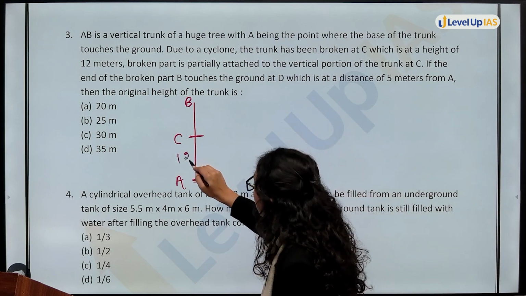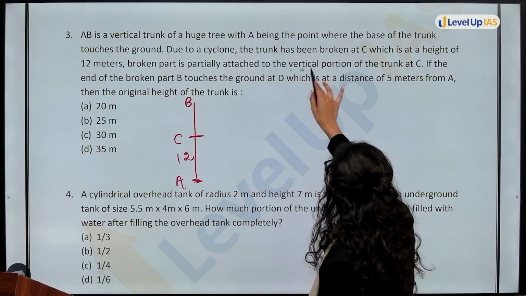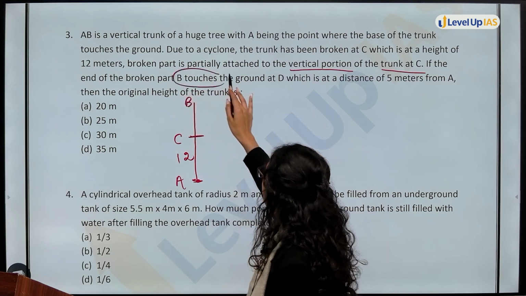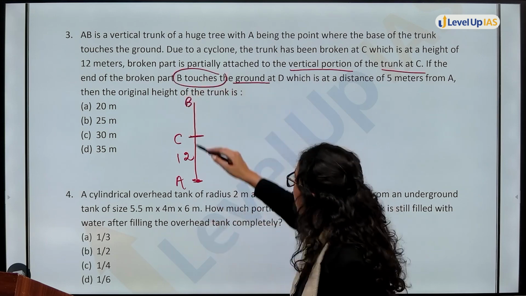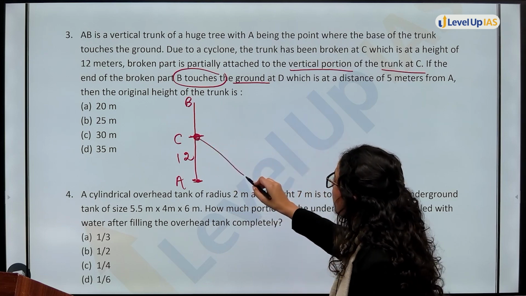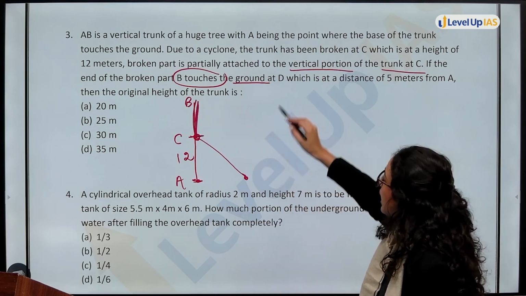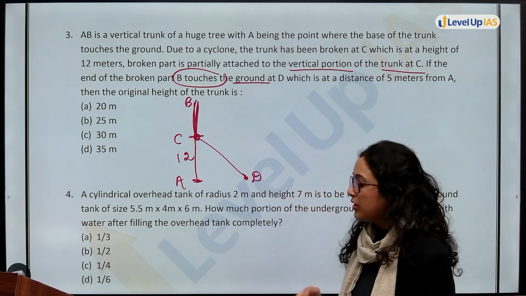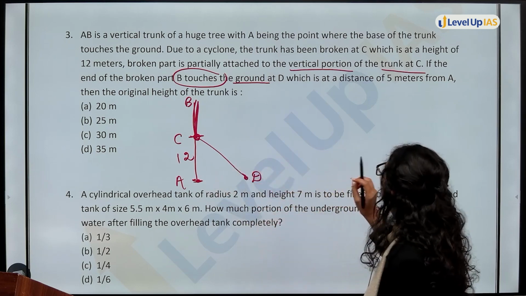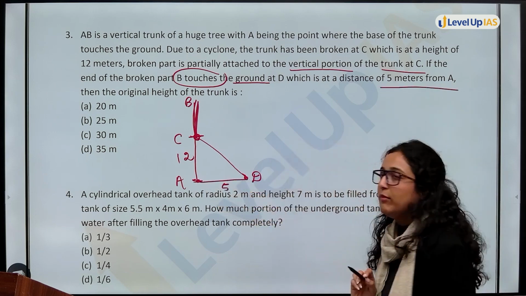So C point क्या है? At height of 12 meters. Broken part is partially attached to the vertical portion of the trunk at C if end of broken part B touches the ground. So क्या हुआ, ये ट्री ऐसे टूट के थोड़ा सा partially attached है, and the part top head that is point B, ये वाला head touches the ground at D. ठीक है? So ये ट्री जो था बीच में से टूट गया and ये D पे ग्राउंड पे टच कर रहा है, right? So which is at a distance of 5 meters from A. So ये 5 meters के डिस्टेंस पे है.